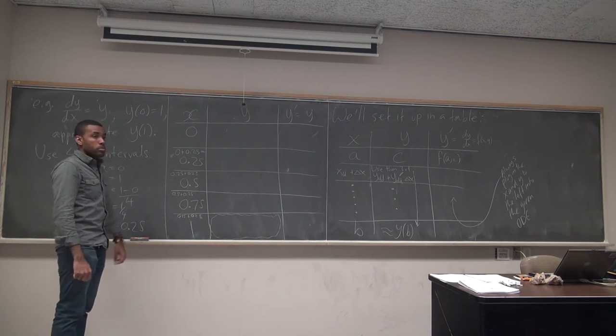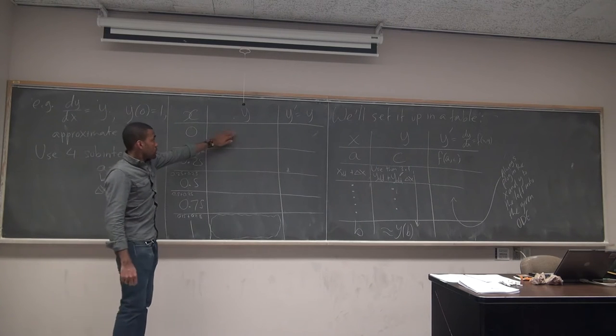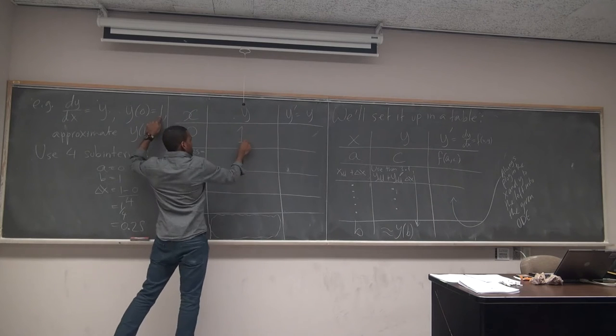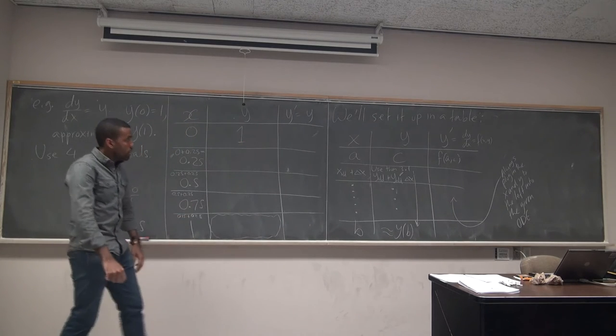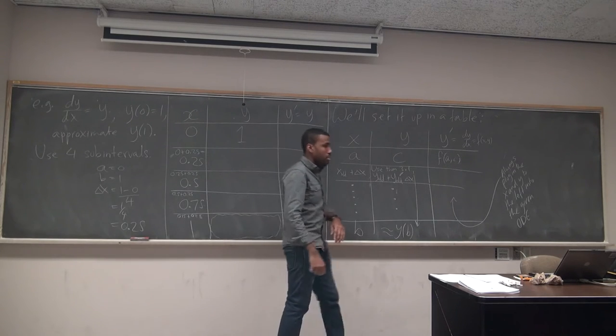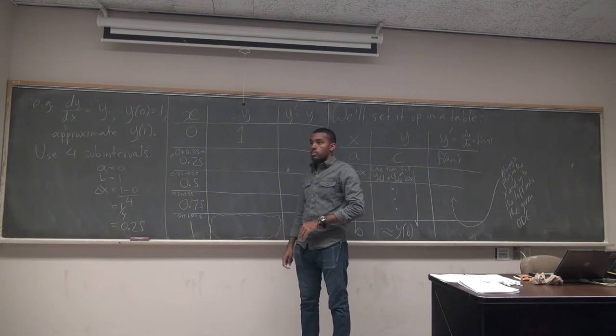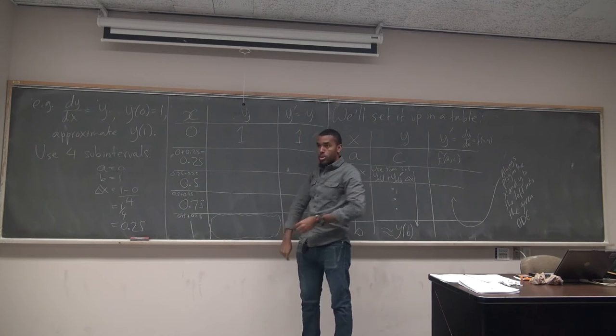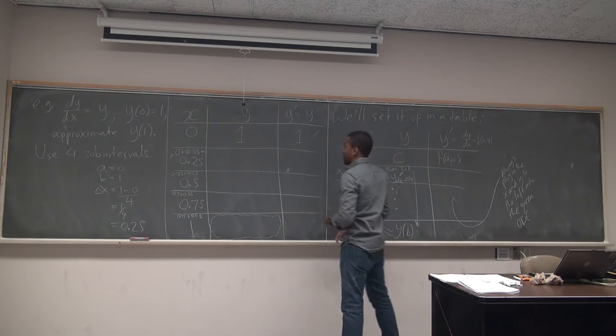So then that's 1. So what goes here? 1. Because I know when x is 0, y is 1, so it's just 1. In this case, what do I do here? One. It's still just 1. My derivative is the y value. Whatever the y value is here, I'm just going to copy it here. That's the formula. Okay. Now here comes the fun part.